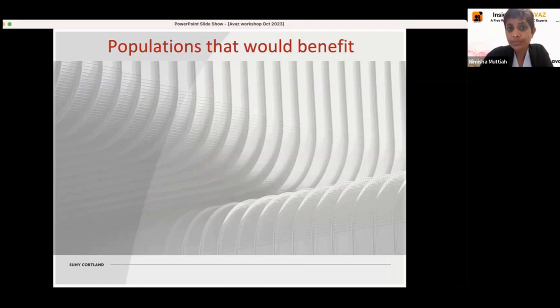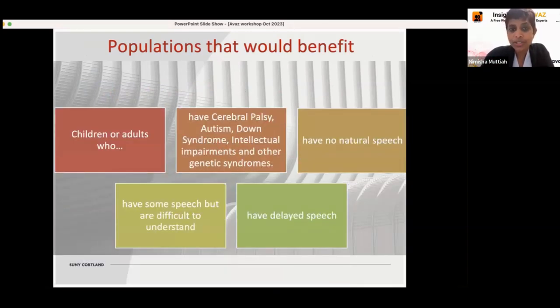So very quickly, populations that would benefit from AAC, again, children or adults who have these kinds of diagnoses, so cerebral palsy, autism, Down syndrome, intellectual disabilities or intellectual impairments, any other syndromes. Basically, anyone who has either no natural speech or even individuals who may have some speech, but might be very difficult to understand. So it plays an important role in augmenting or supplementing these individuals' speech as well. Also for children who we know from their diagnosis, such as, say, Down syndrome, where we're already expecting a delay in their speech. We don't need to wait for their speech to develop. We can already start to use AAC as a way to support their communication.